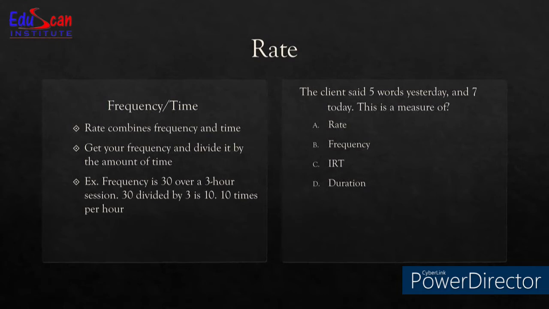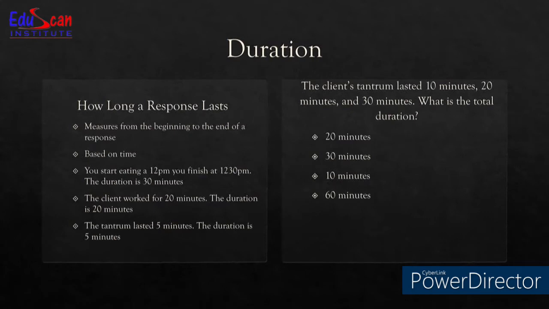If we are looking at average frequency, that makes it a rate. The rate of development of correct words is increasing from 5 to 7, but on average, the rate remains 6. So the next tool in measurement is duration. How long a response lasts. Measure from the beginning to the end of a response. So when did the behavior start and when did the behavior end? Starting to the end is called duration.